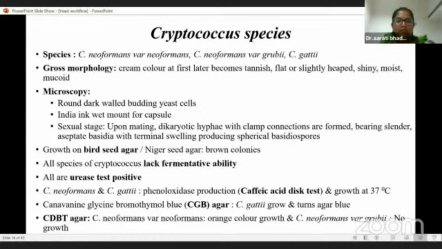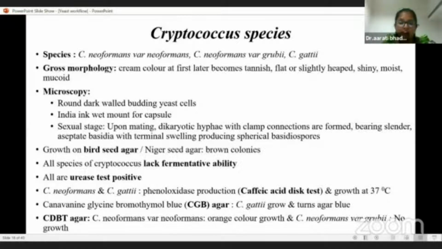In the Cryptococcus species, we will differentiate between Cryptococcus neoformans, var. neoformans and var. grubii, or Cryptococcus gattii. On gross morphology, they will be cream colored at first, and later become tannish, flat or slightly humped, shiny, moist or mucoid colonies. In the microscopy, round dark-walled budding yeast cells will be there, and in an India ink wet mount for capsule, it will be positive.